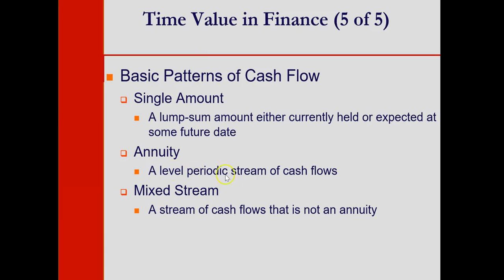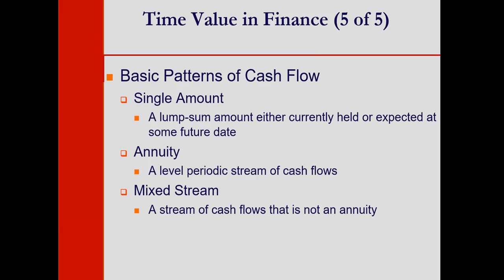So that is considered a mixed stream, a stream of cash flows which is not an annuity, where either the amount is not the same or the time interval is different. So that is considered a mixed stream of cash flows. We will learn how to solve problems for all three kinds.